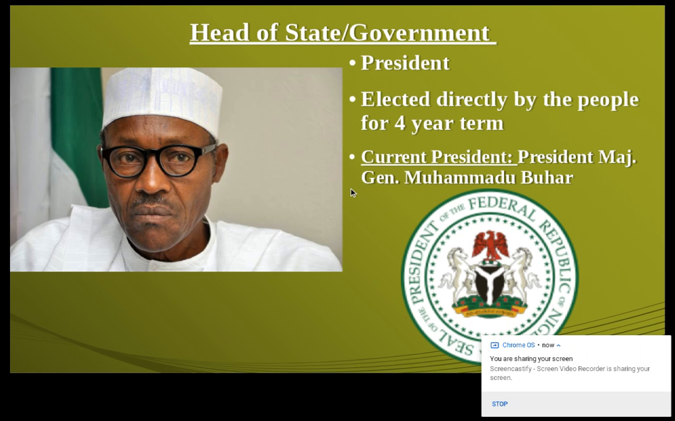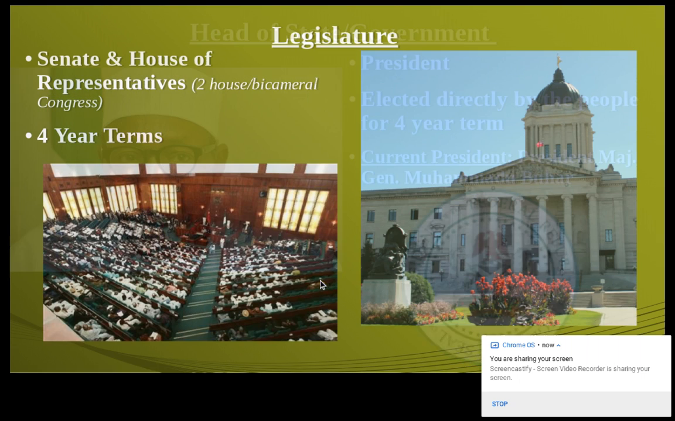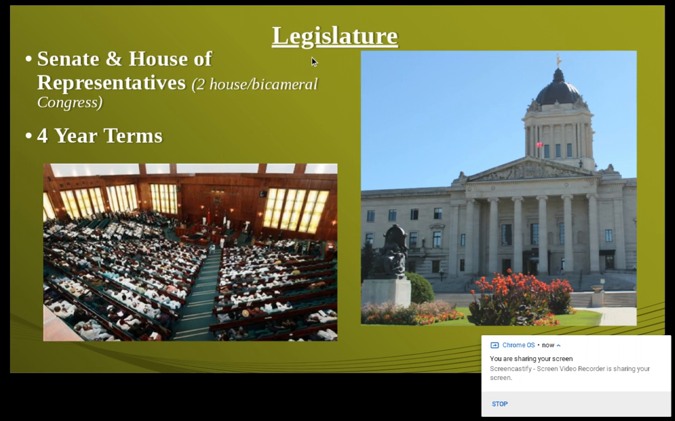Right now, the name of Nigeria's president is President Major General Muhammadu Buhari. So again, two of the most important things to know about the head of state and head of government is their title is president and they're elected directly by the people for a 4-year term, just like here in the United States. So legislature, the law-making body, these are very important.